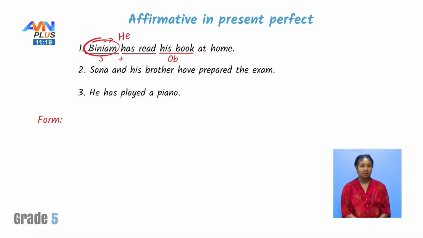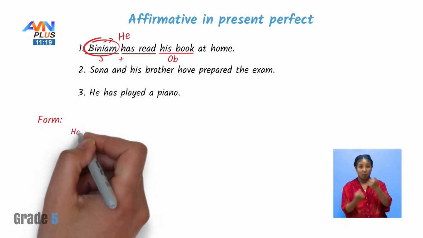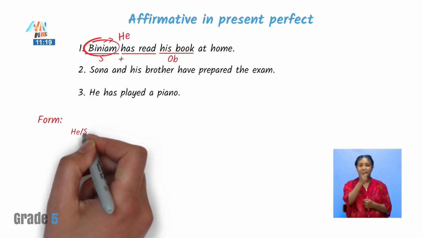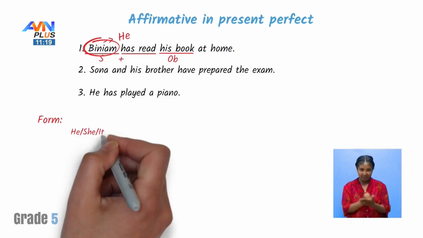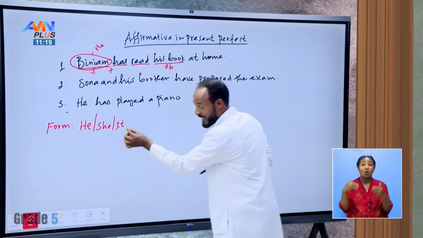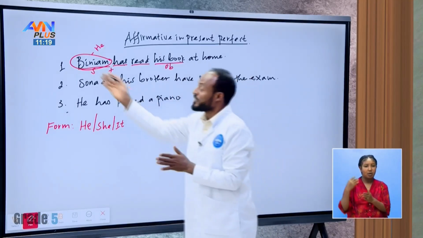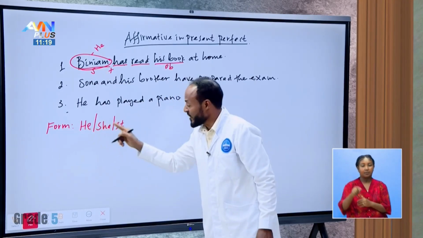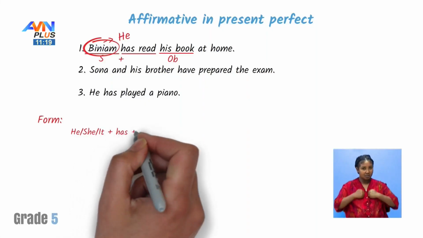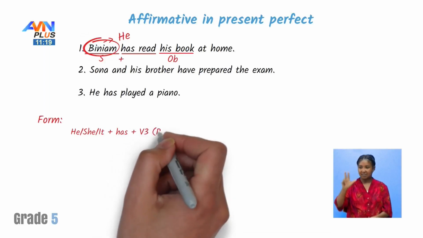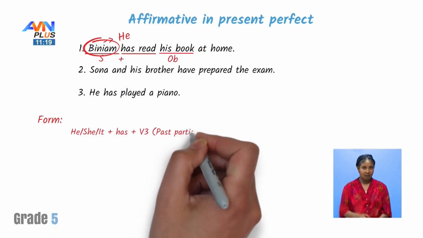Nice. So, if it is singular, we have to say he, she, or it. All of them should start with a capital letter because we start the sentence with them. He, she, it, plus has, plus verb 3. Verb 3 means past participle.